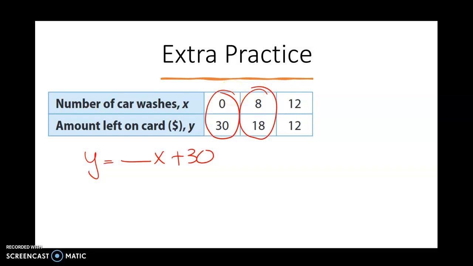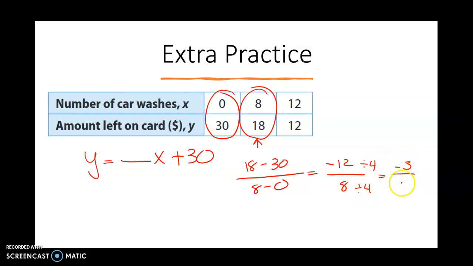Now we're going to take these two ordered pairs, and we're going to do y2 minus y1 over x2 minus x1. So I'm going to take 18 minus 30, and 8 minus 0. So 18 minus 30 is going to be a negative number. It's going to be negative 12. And then 8 minus 0 is 8. I could divide both of these by 4.